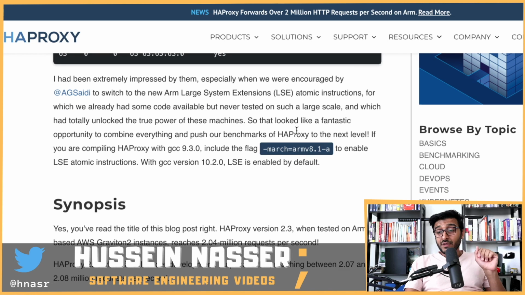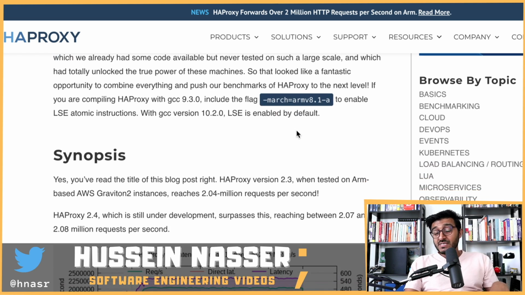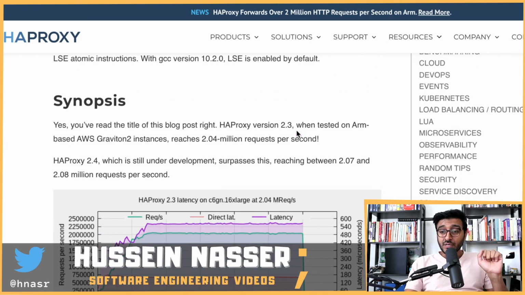He's talking about the machine itself here, going through that, and then going through the steps like, okay, if you want to compile HAProxy to enable ARM, here's how you do it. I'm not really interested in that.